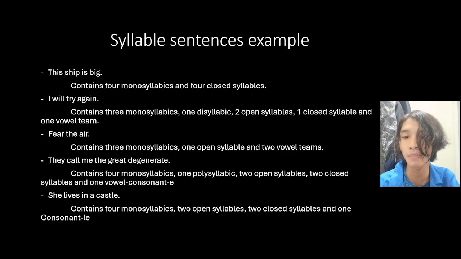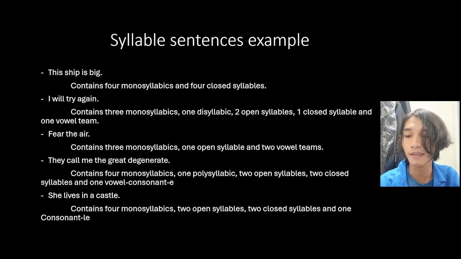Then we go to syllable sentence examples. The first is: this ship is big. This contains 4 monosyllabic words and 4 closed syllables. The second is: I will try again. It contains 3 monosyllabic, 1 disyllabic, 2 open syllables. The 1 disyllabic is again, and the 2 open syllables are I and try. And 1 closed syllable is will, and 1 vowel team is again.